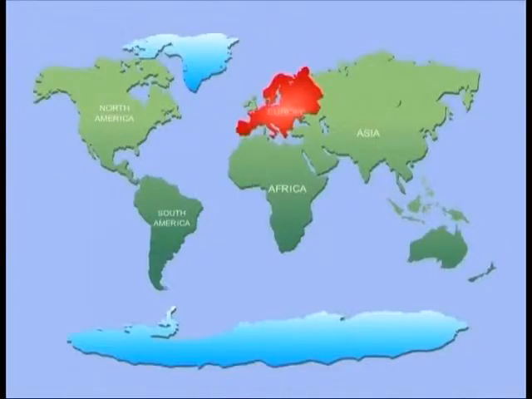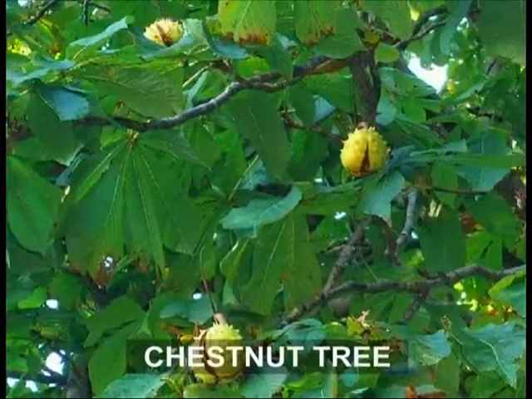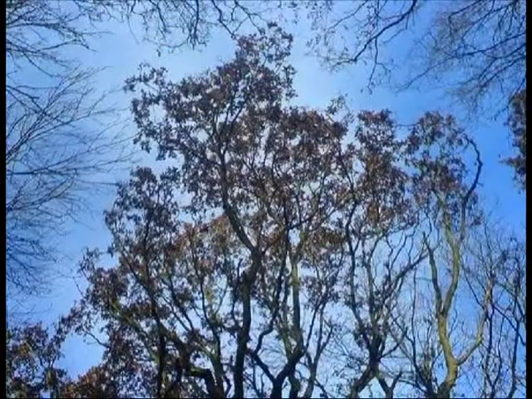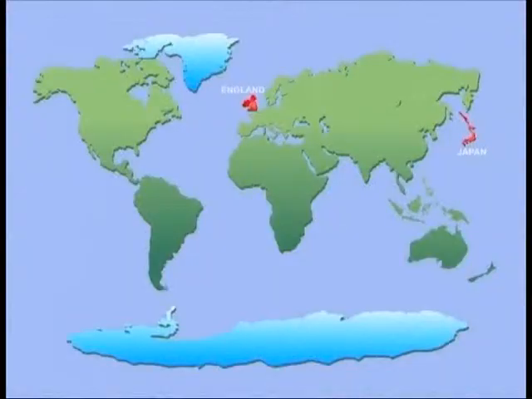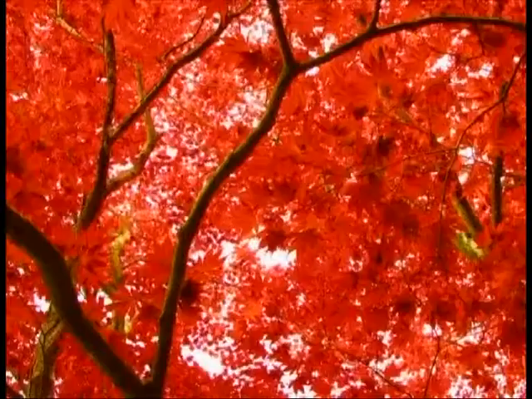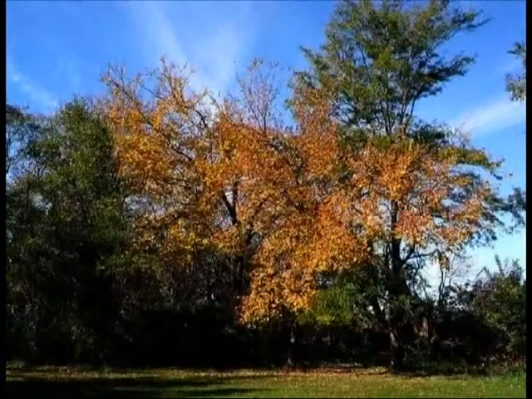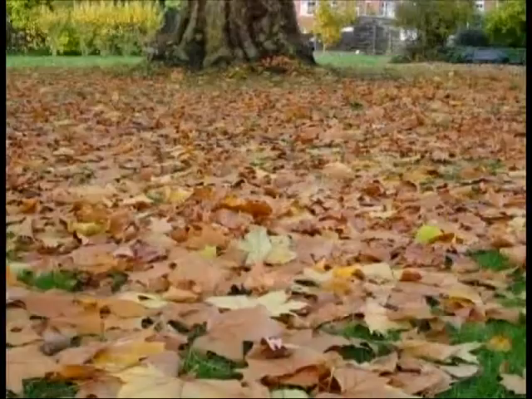In Europe, most of the oaks, elms, beeches, chestnuts and other trees turn brown or yellow. But in England and Japan, the color of maples turns bright gold and red. Within a short span of time, the lush green forests become bare and the ground is covered with a thick layer of multicolored leaves that have fallen from the trees.